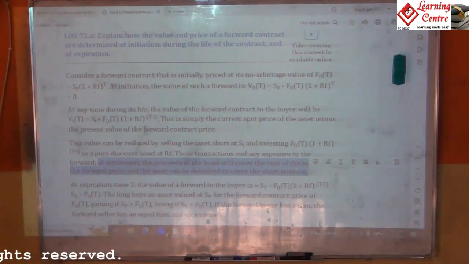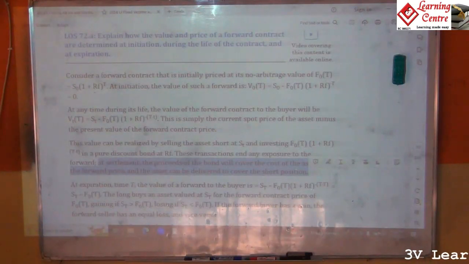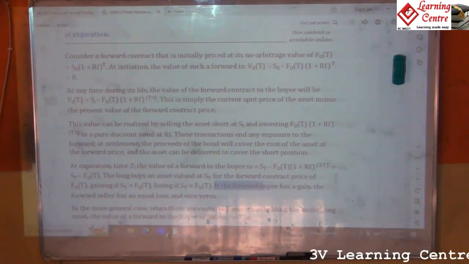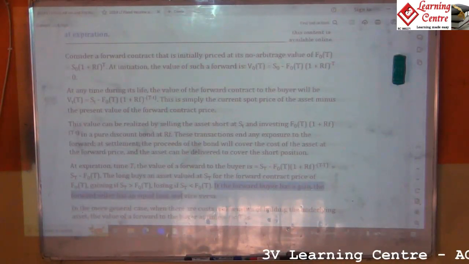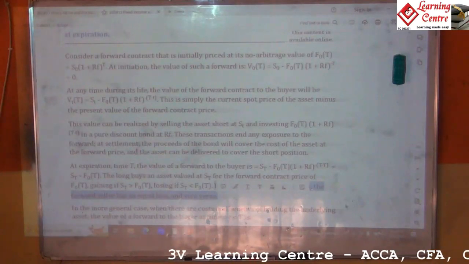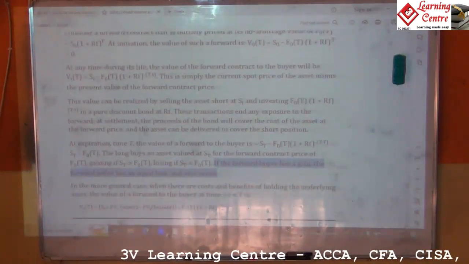There shouldn't be any arbitrage opportunity in that scenario, that's basically what this is saying, which is the same thing we have been saying all along. So all these stories are still saying the same thing. If the forward buyer has a gain, the forward seller has a loss, and vice versa. Same thing we said earlier. So don't stress yourself about this formula. We've spoken about it before.